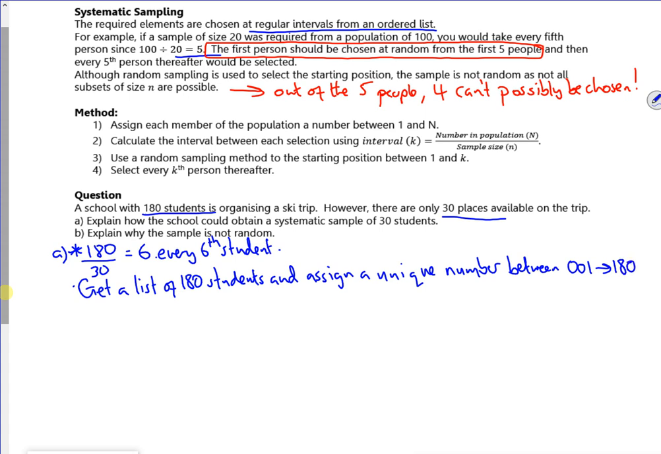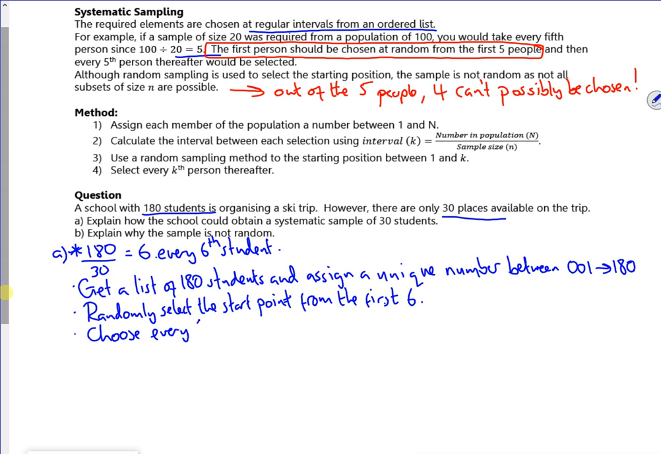I guess you should say integers as well, shouldn't it, really? So we get a list of 180 students, assign them a number, then I'm going to randomly select the start person from the first six. And then after that, I'm going to choose every sixth student to get the 30. So part B, it's not random.